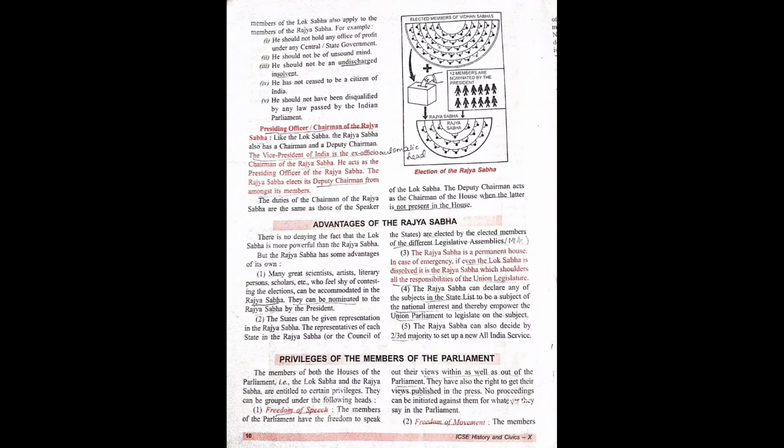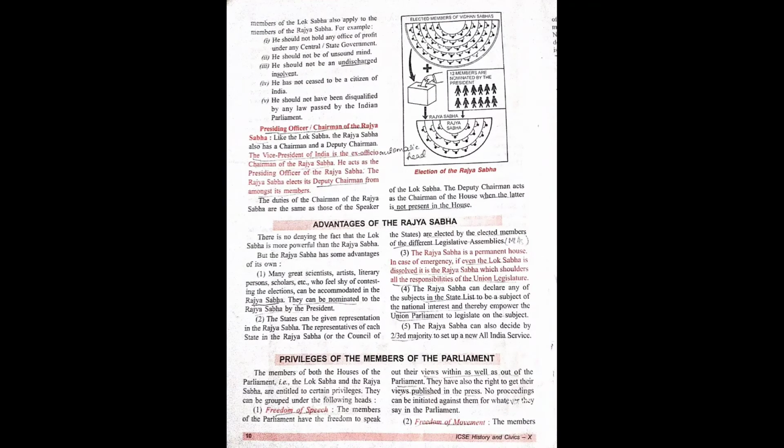Privileges of the members of the Parliament. The members of both the Houses of the Parliament, that is Lok Sabha and the Rajya Sabha, are entitled to certain privileges. They can be grouped under the following heads. Freedom of speech. The members of the Parliament have the freedom to speak out their views within as well as out of the Parliament. They have also the right to get their views published in the press. No proceedings can be initiated against them for whatever they say in the Parliament.